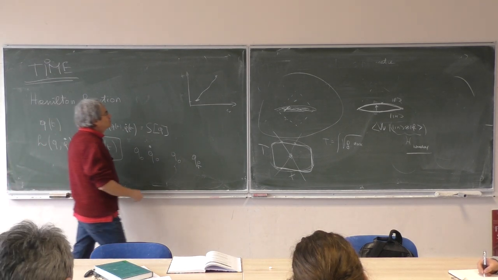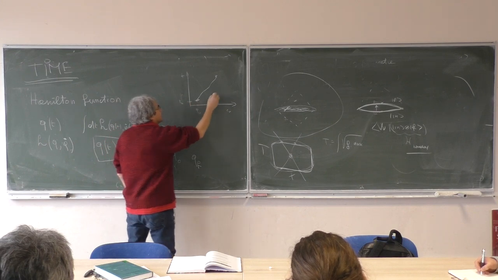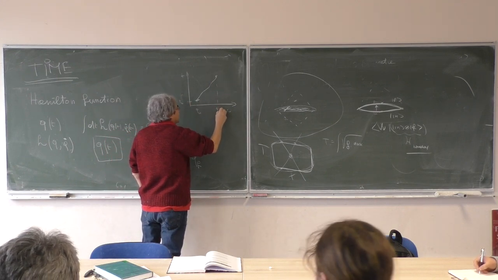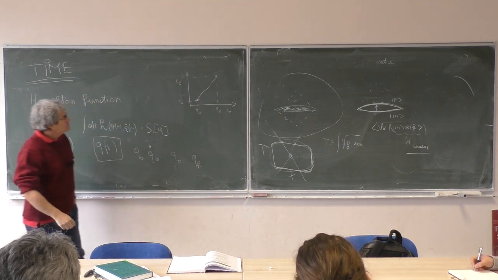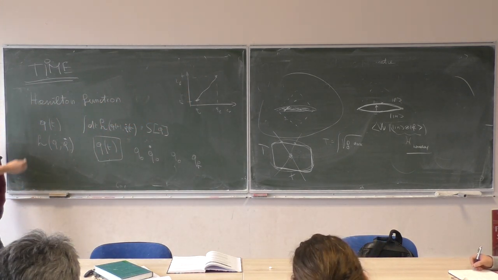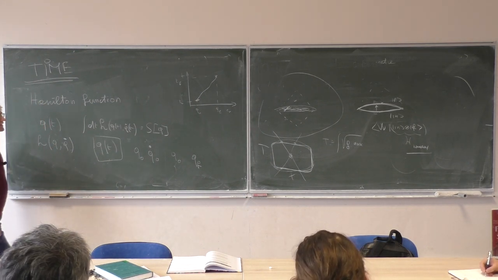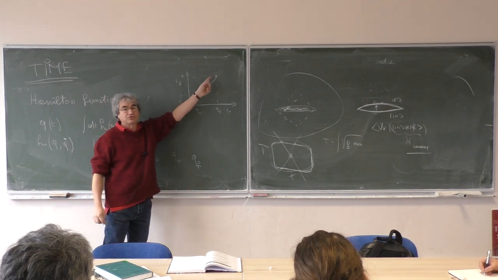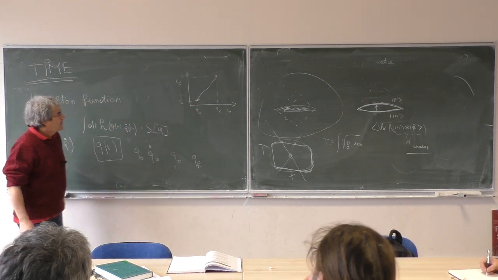So let me choose an initial position, q0, at time t0, and a final position, q final, at time t final. And generically, I'm going to generalize for a more general case. Let's say that there's only one solution of the equation of motion going from here to there. For a free particle, there's always one solution.